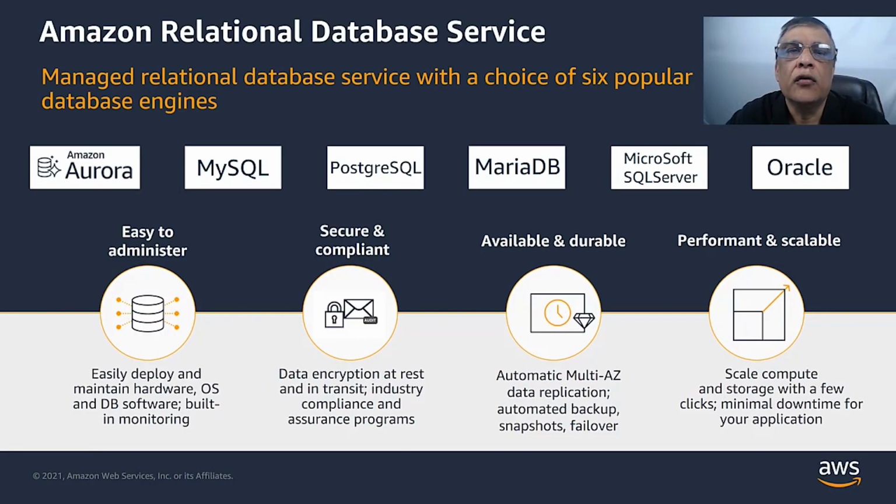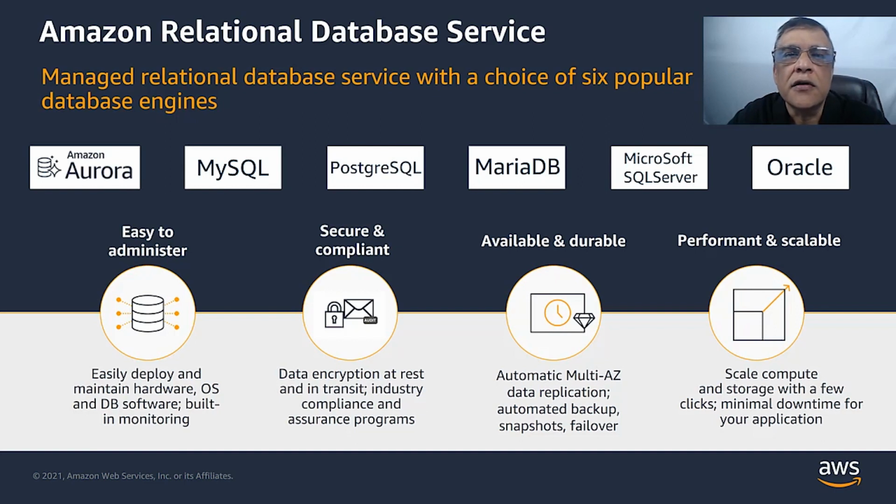Let's get an overview of the Amazon RDS service. It is a managed relational database service and is available for a choice of 6 popular database engines. It is available for Amazon Aurora, MySQL, PostgreSQL, MariaDB, and Microsoft SQL Server, as well as for Oracle. In case of Oracle, it is available for Enterprise Edition and for the Standard Edition.